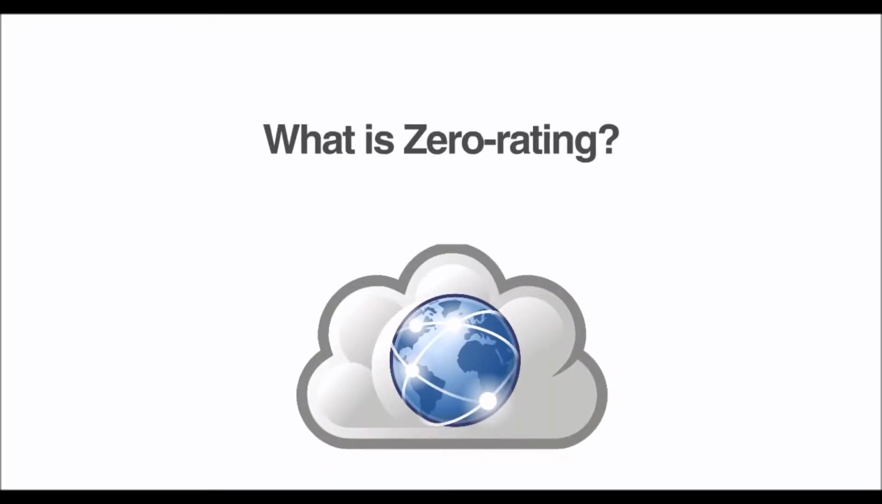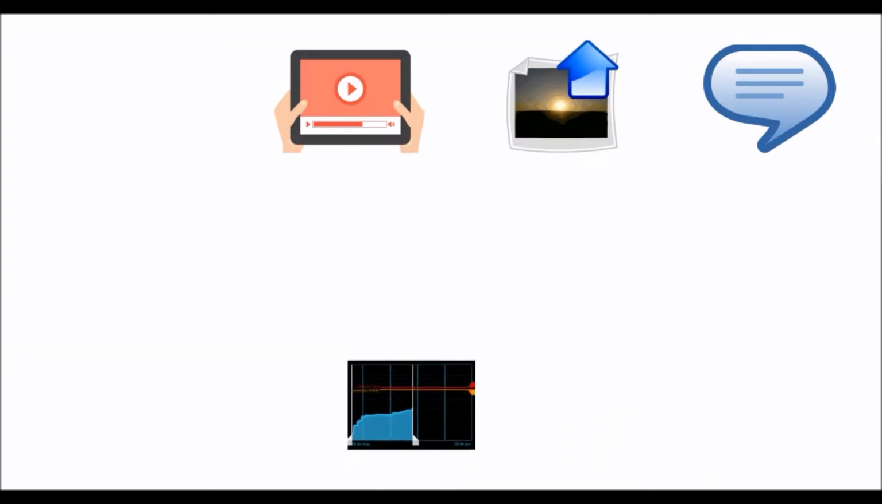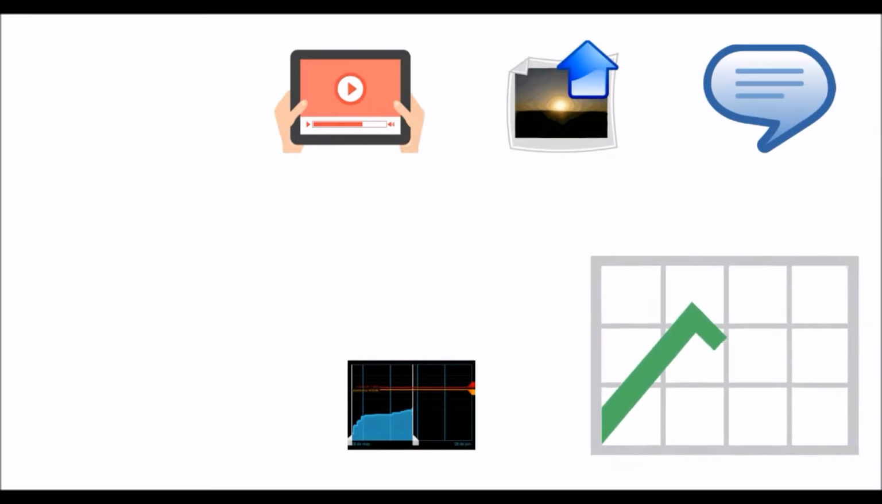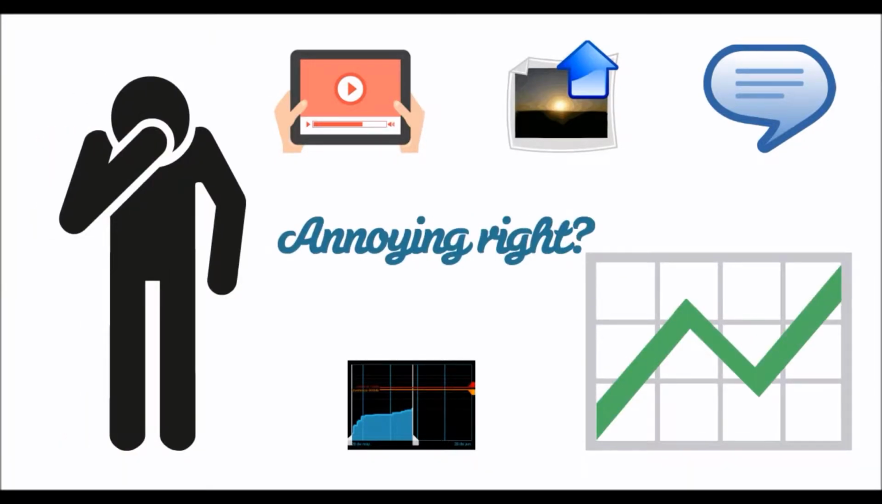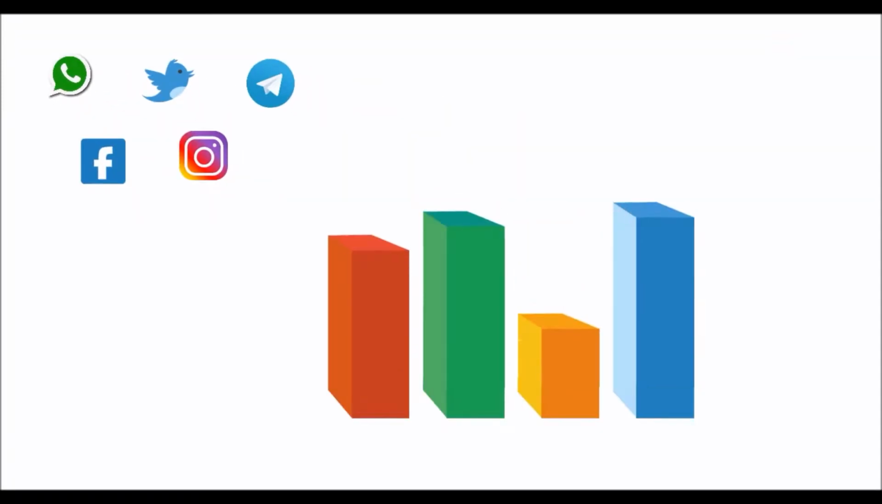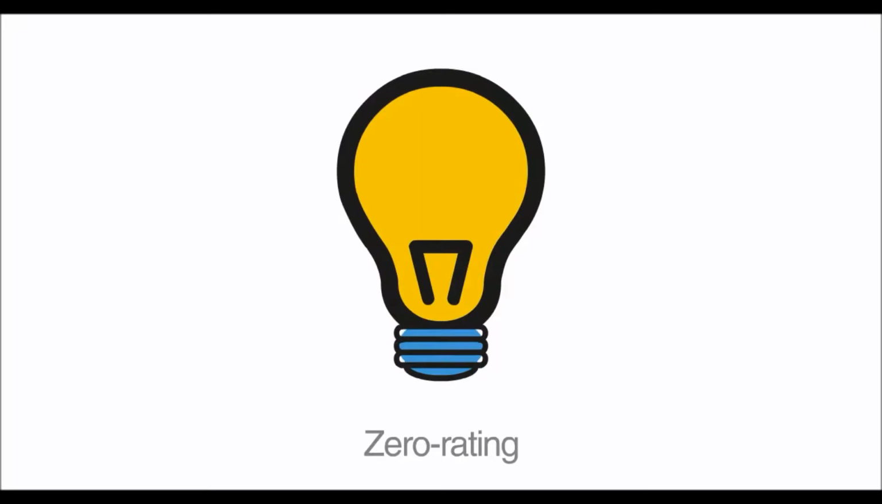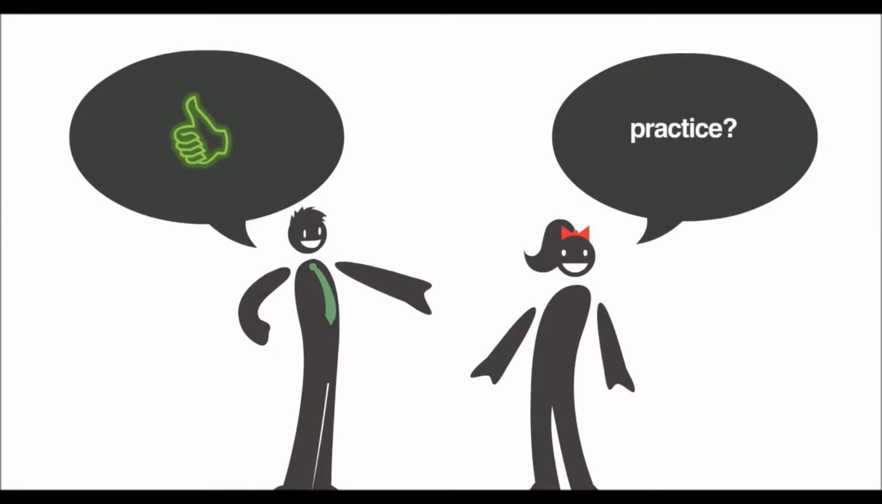What is zero rating? Whenever you watch a video, post a picture, or send a message, the bytes that make up that item are analyzed and tallied by your internet provider. Once enough of them pile up, you reach your data cap. Annoying, right? But what if some of those data-heavy apps and services just didn't count towards that cap? That's what's called zero rating, and while it sounds good in theory, it's rather problematic in practice.